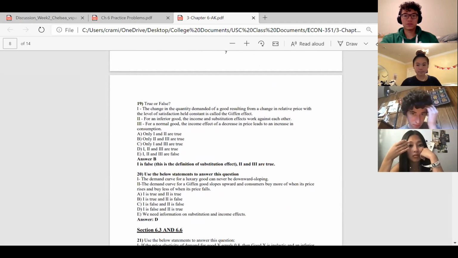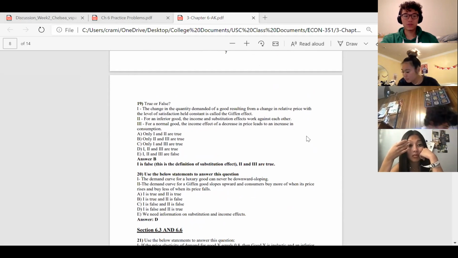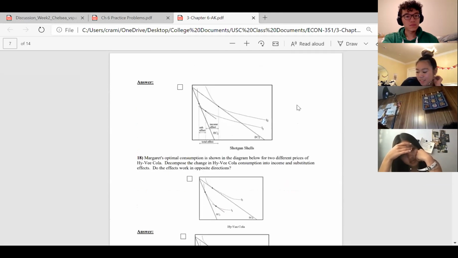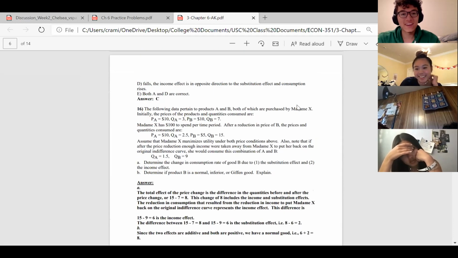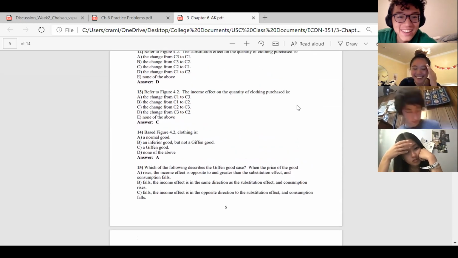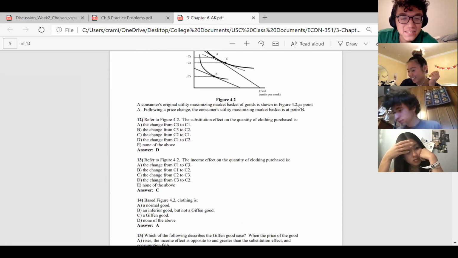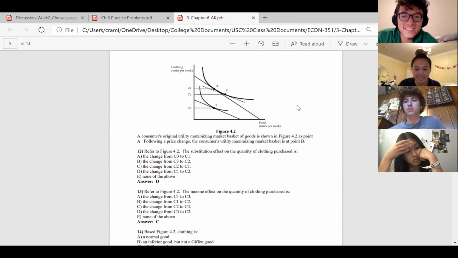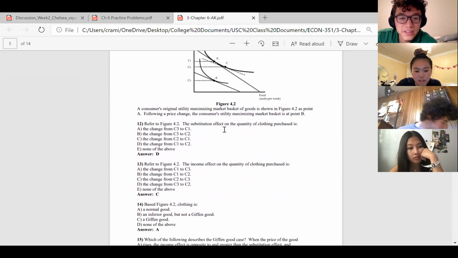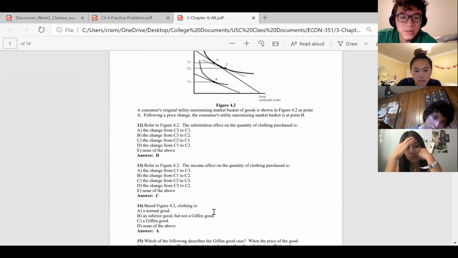Okay. Which ones do you guys want to go over? Can you do 14, 15, and 16A? All right. 14 is on the graph right here. And the answer was, based on the figure, clothing is a normal good.